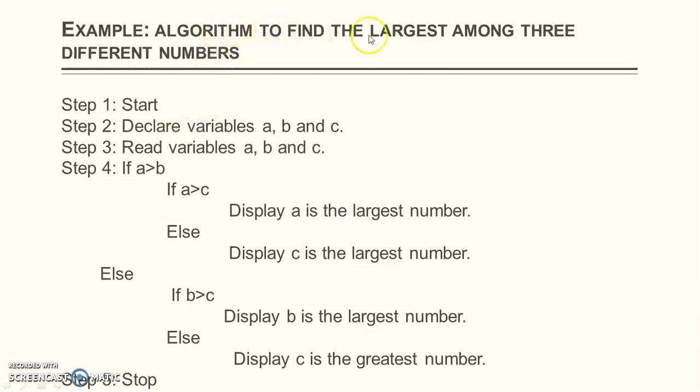Suppose we want to write an algorithm to find the largest number among three given numbers. So these are the sequence of steps that we have to follow. First we have to declare three variables a, b and c. Then read these three numbers from the user. Then we will check if a is greater than b. Then again check if a is also greater than c. Then we can display a is the larger number, else c is the larger number. If a is not greater than b, then we will check if b is greater than c. Then we can say b is the largest number, else we can say c is the largest number. So using this if and else, we can take any decision in our program.